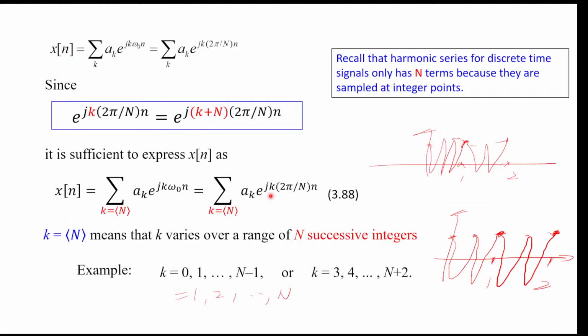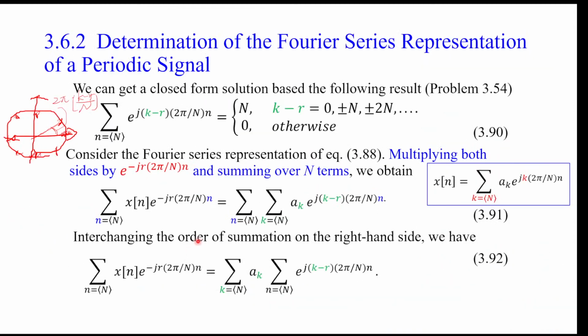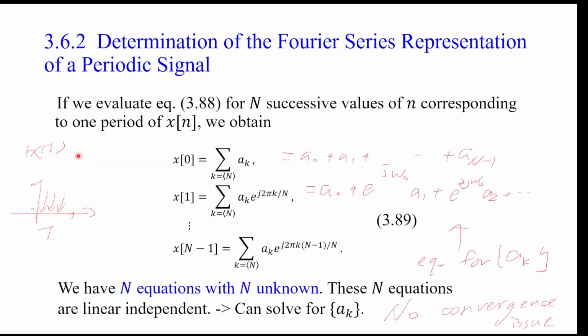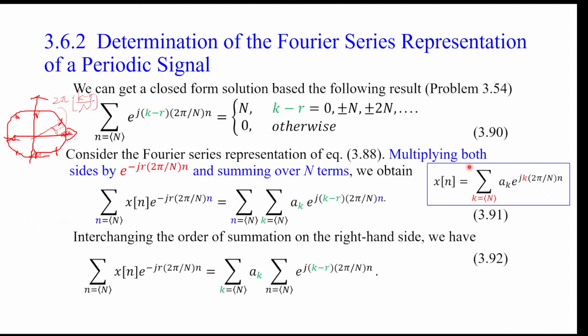So we had our synthesis equation here, and now we derive the analysis equation. This is very similar to what we did before. Basically, we are trying to do a kind of inner product with different vectors. Before, we multiplied by e to the minus n omega naught t and did integration. Now we are doing a similar thing: multiplying by e to the minus j r omega naught n, and summing over one period. Before we were integrating over one period, now we are summing over one period.